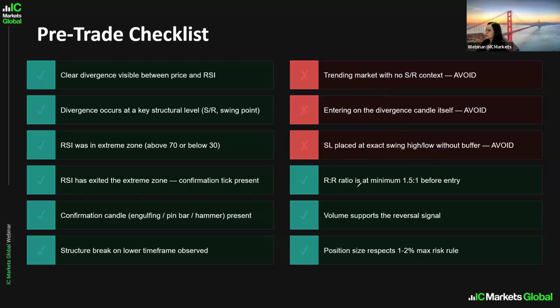Okay. Stop loss placed at exact swing high and low without buffer. Also avoid that. Risk and reward ratio is a minimum 1 to 1.5 or 1 to 1 before the entry. This is subjective to me. Okay. Volume supports the reversal signal. If you trade with the volume, you see you have a lot of buy volume right now. Okay, that supports your reversal signal.